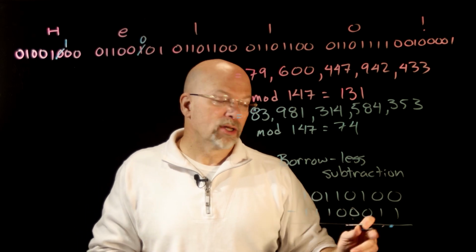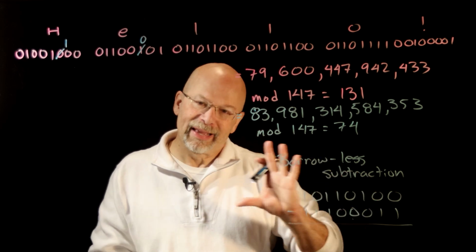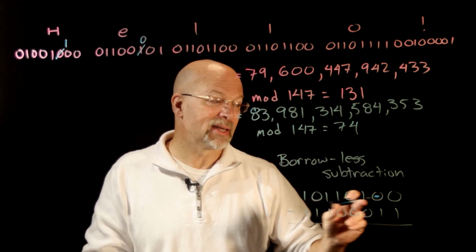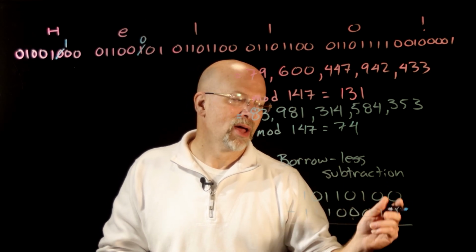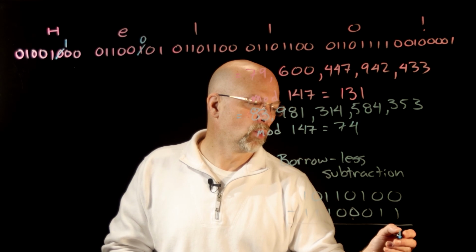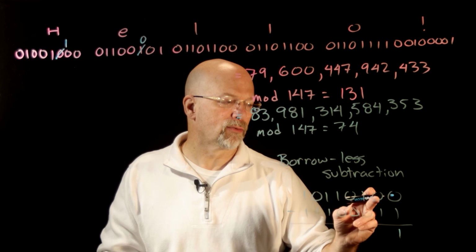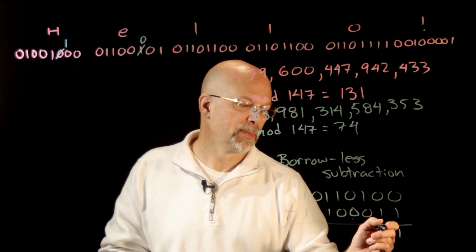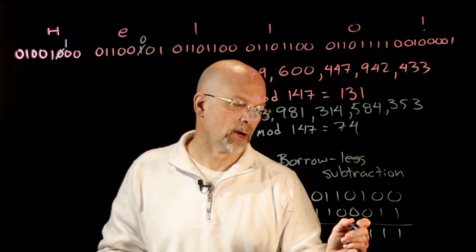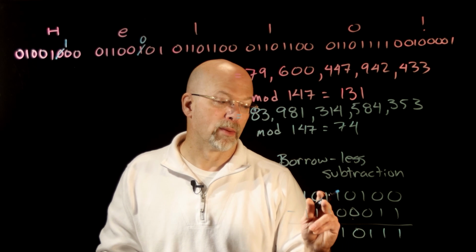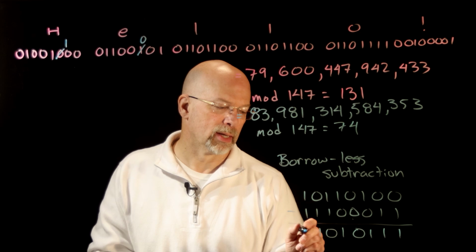Now, to do a borrowless subtraction, if I try to take 1 out of 0, I need to do a borrow. Don't perform the borrow, but assume the borrow has occurred. So if I were to take 1 out of 0, well, 1 out of 2 would be 1. And so once again, assume the borrow has happened, but don't actually perform it. 0 minus 1 is 1. 1 minus 0, of course, is 1. 0 minus 0 is 0. 1 minus 0 is 1. 1 minus 1 is 0. 0 minus 1 is 1. And 1 minus 1 is 0.